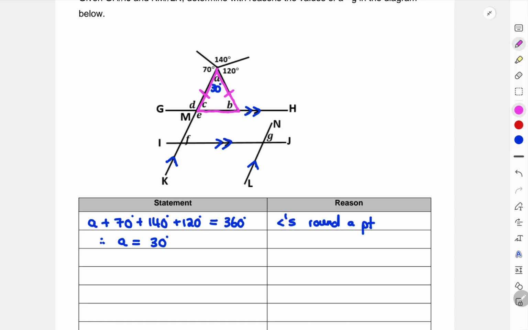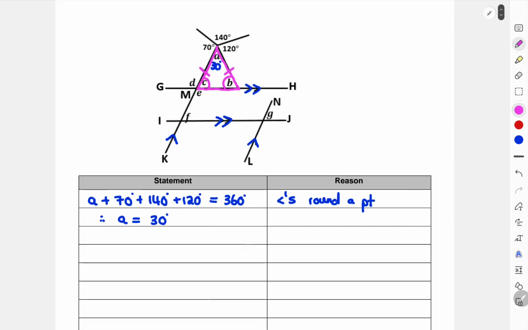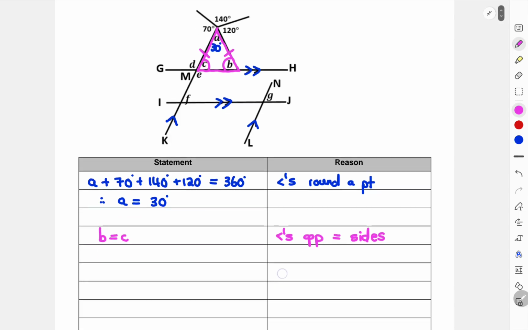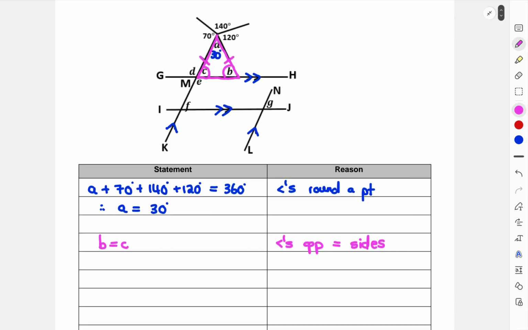Okay, now B and C, this triangle over here is an isosceles triangle. So if those two legs are the same length, it means that C and B will be the same size. Okay, so I'm going to start with that. B is equal to C because of angles opposite equal sides. I know some schools accept isosceles triangle, but I know the IB doesn't accept that. You have to say angles opposite equal sides.